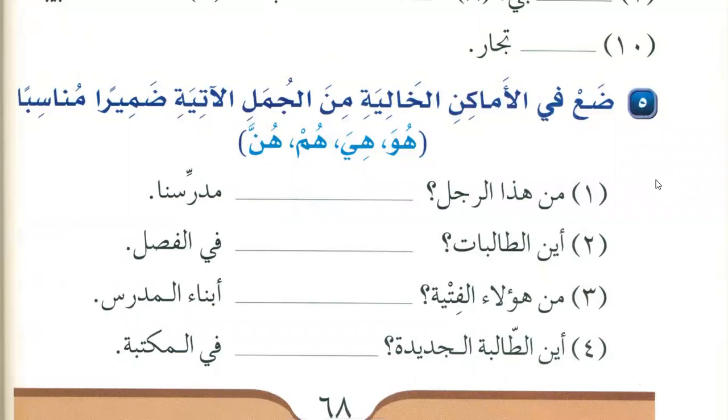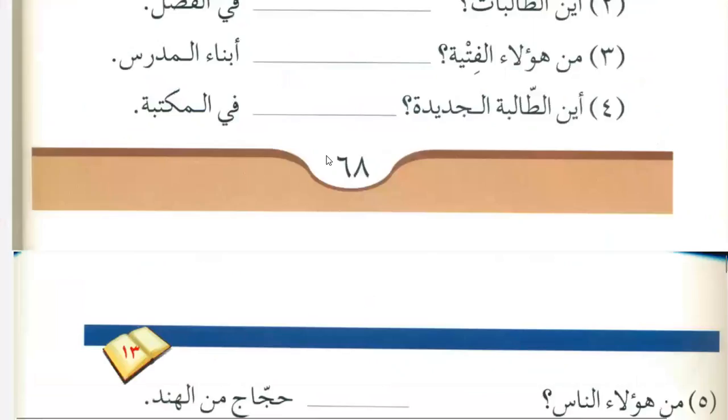Min al-jumal al-atiya, put an appropriate pronoun in the blanks. He is asking you to put the appropriate pronoun in the blanks. Huwa is he, hiya is she, hum is they masculine, hunna means they feminine.